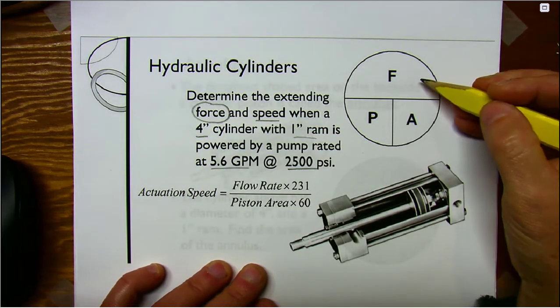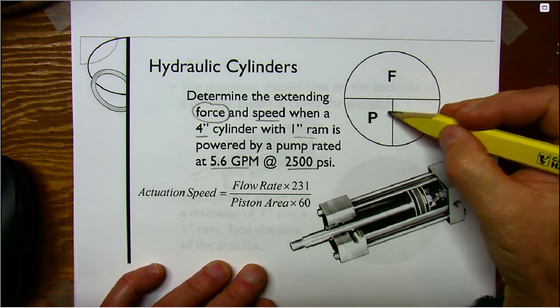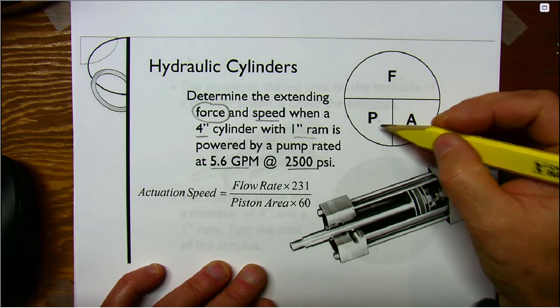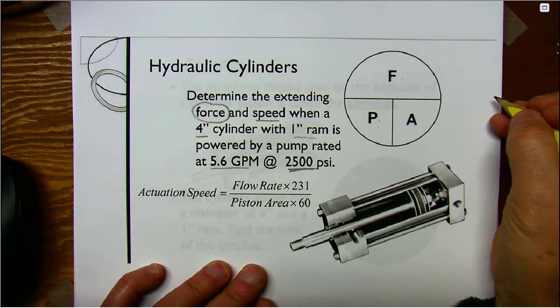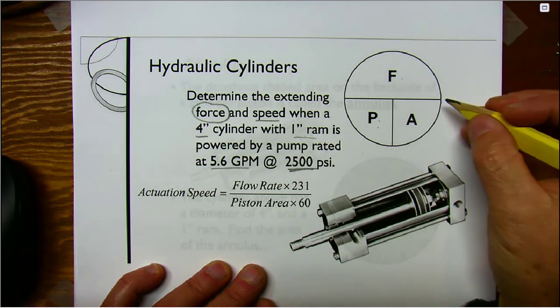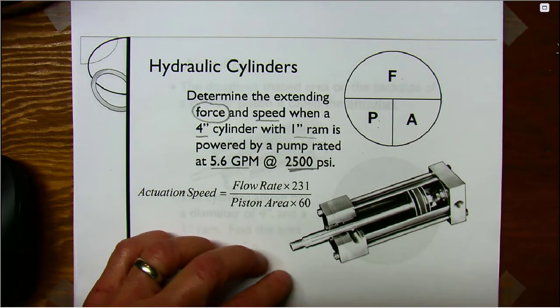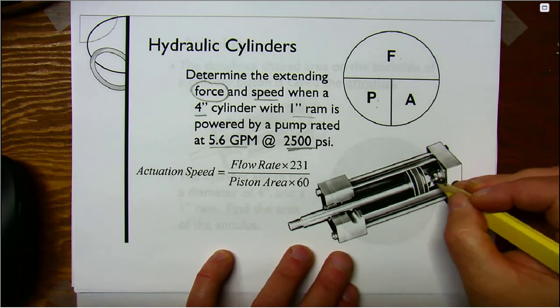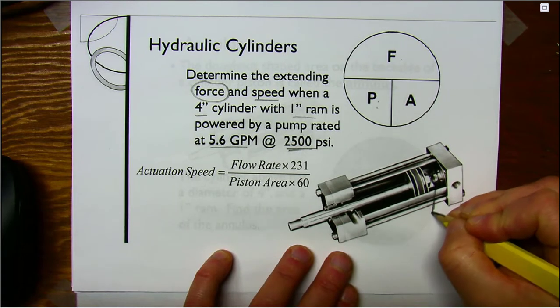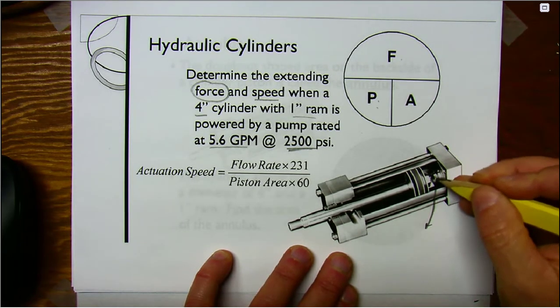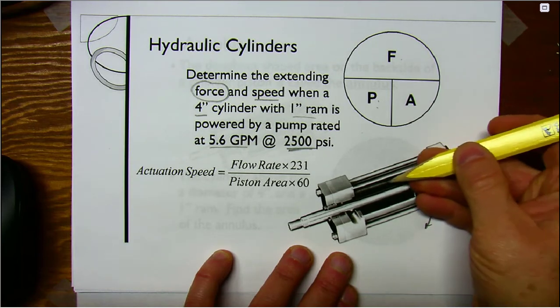Our wheel that we've used before says that force is equal to pressure times area. We know what the pressure of the hydraulic fluid is. That's 2500 psi. The question is, what is the area? So let's think about this for a minute. When this cylinder is being extended, the hydraulic fluid is being pushed into the back side or the primary side of the cylinder over here. It's trying to push that hydraulic cylinder out.